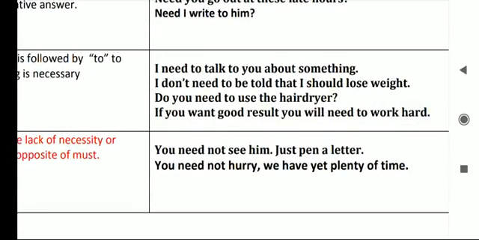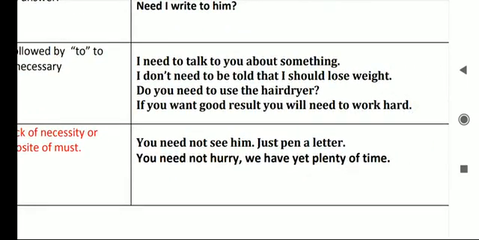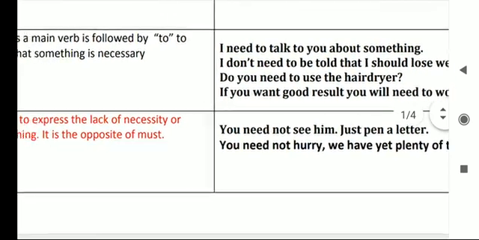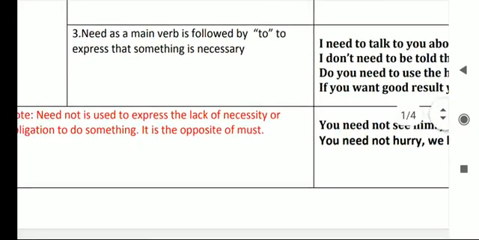I don't need to be told that I should lose weight. Do you need to use the hair dryer? If you want good results, you will need to work hard. So, need as a main verb is followed by to to express that something is necessary.